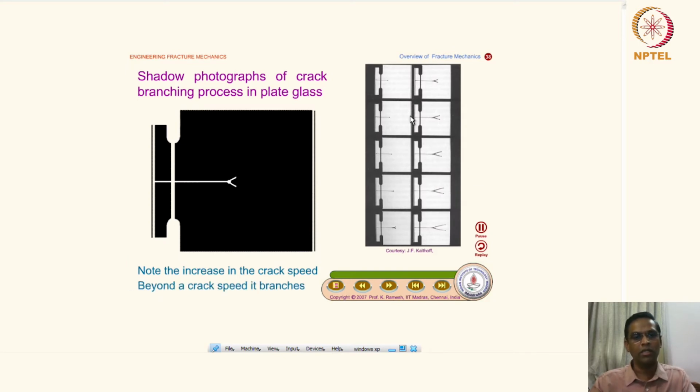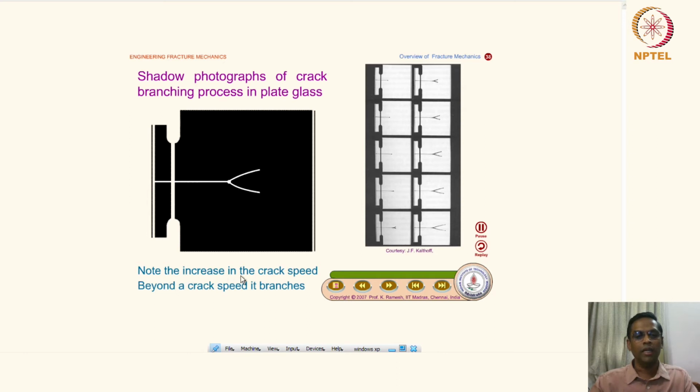The next item is crack growth speed. Okay, it's a shadow photograph of a crack branching process in a plate of glass. So I'll play this animation. So what you see, the crack is growing and then stopped here and then it started branching. But if you look at this animation carefully, the crack comes with a speed and then it accelerates and then it stops and then grows.